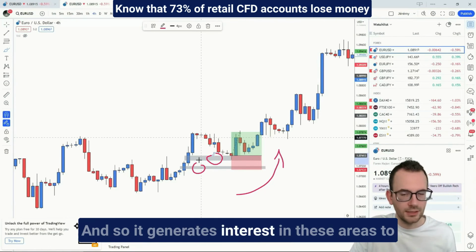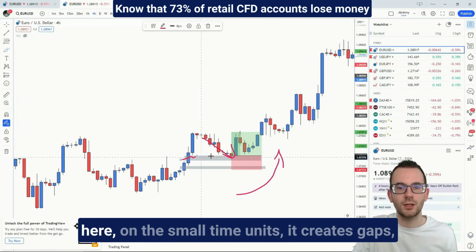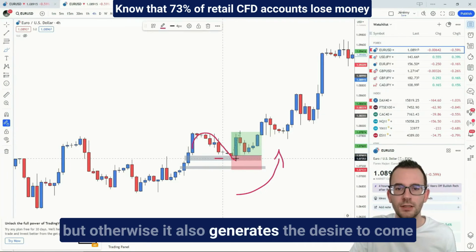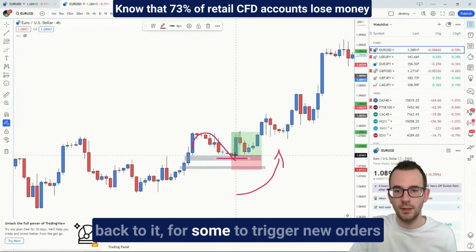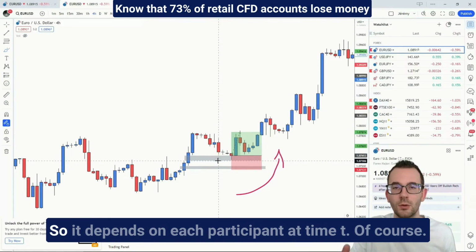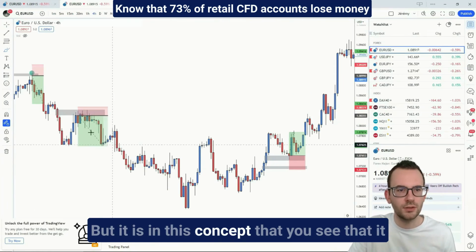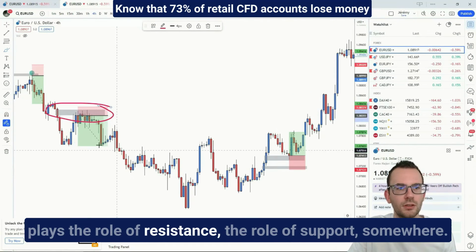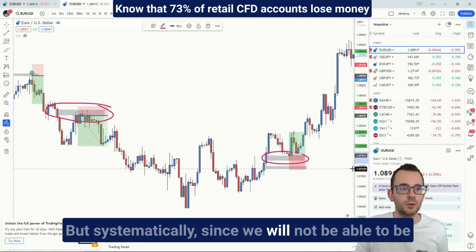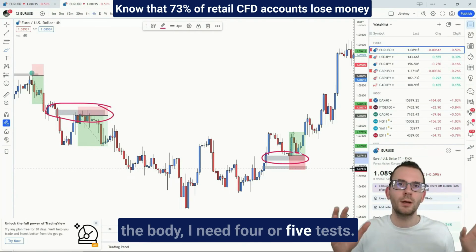And so it generates interest in these areas to come and be filled, since obviously, inside here on the small time units, it creates gaps, but otherwise it also generates the desire to come back to it, for some to trigger new orders to rise while others will close their orders. So it depends on each participant at time T, of course, but it is in this concept that you see that it plays the role of resistance, the role of support somewhere. But systematically, since we will not be able to be wrong by saying, yes, I take the wick, I take the body, I need 4 or 5 tests.